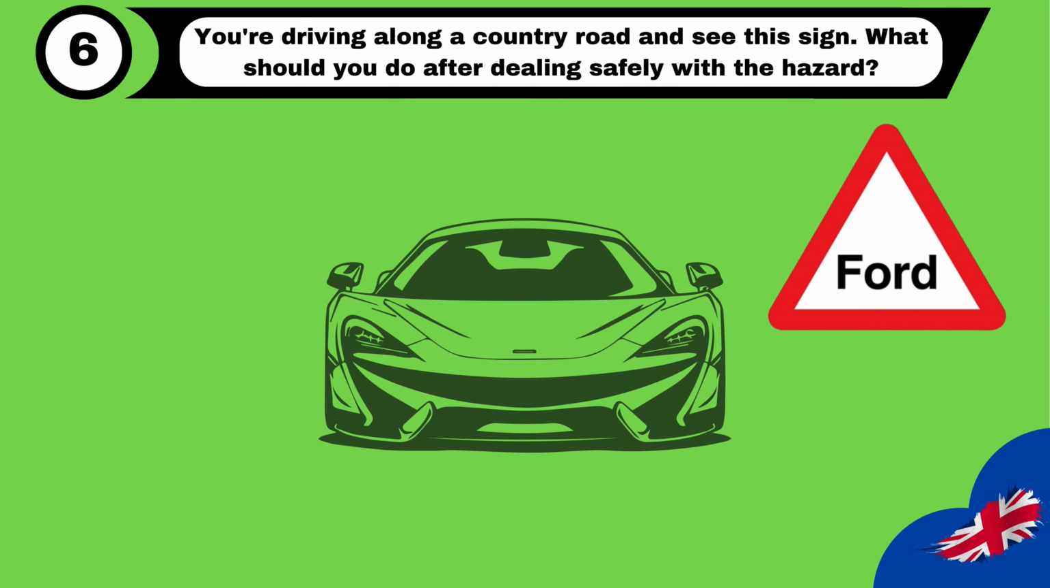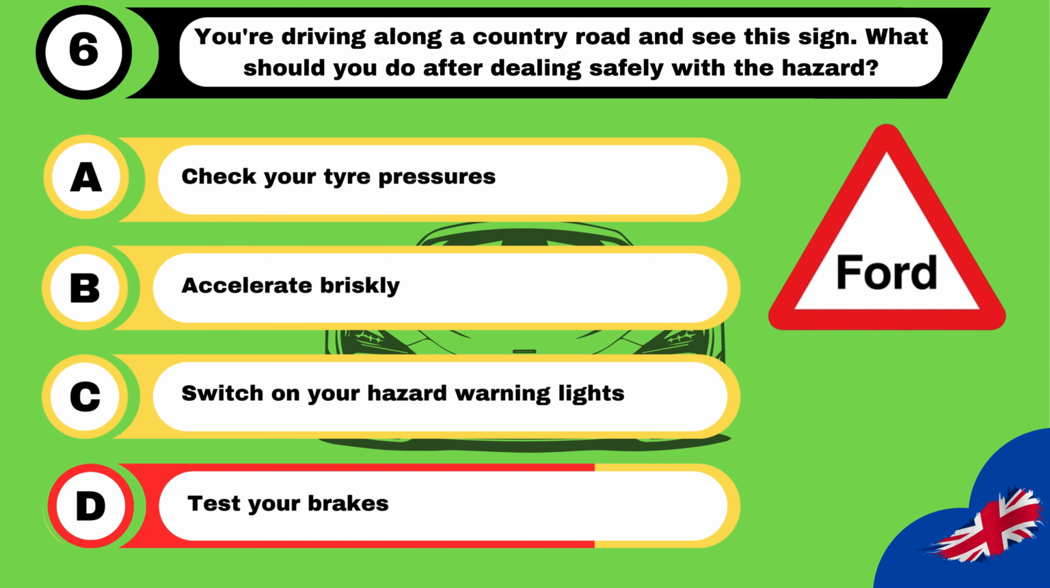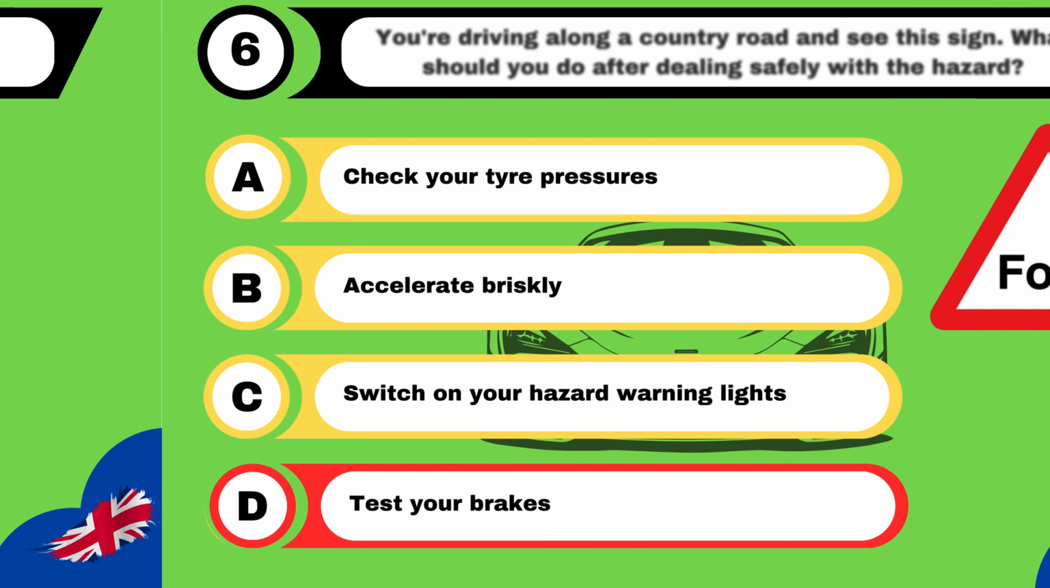Question 6. You're driving along a country road and see this sign. What should you do after dealing safely with the hazard? A. Check your tire pressures. B. Accelerate briskly. C. Switch on your hazard warning lights. D. Test your brakes. The answer is D. Test your brakes.